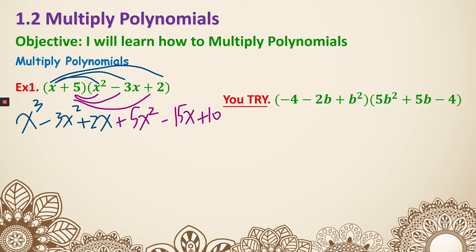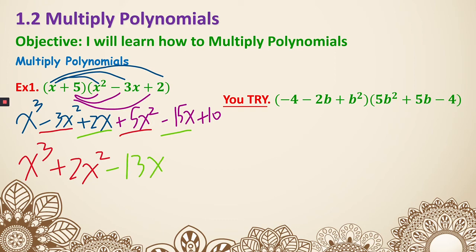Then we're combining like terms. Nothing to go with x cubed, that stays there. We have this negative 3x squared and the plus 5x squared, that is going to be plus 2x squared. Then we have this plus 2x and the minus 15x, that is going to be negative 13x. Then lastly, we have this plus 10 on the end. And that is done.